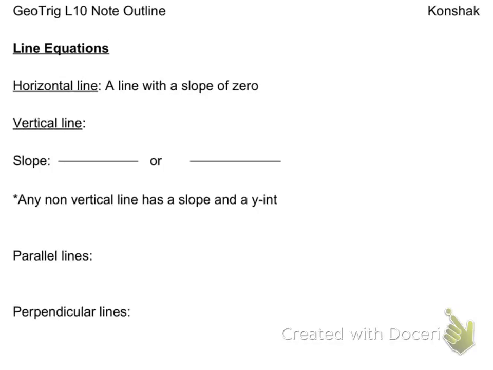Alright, GeoTrig Lesson 10, Note Outline. The first thing that we're going to talk about today is equations of a line, so line equations. Now there's a couple things that we should probably talk about here: horizontal lines, vertical lines, and what is slope.